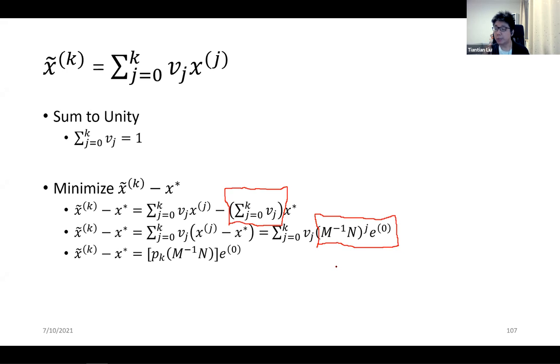So as long as we can minimize this matrix polynomial, we can minimize the distance between the modified k-th iterate and the ground truth solution. Since the goal is different, the approaches of the Chebyshev iteration and the Anderson acceleration are also different. Afterwards, they just use the Chebyshev theory, the Chebyshev polynomial, to minimize this matrix polynomial directly, approximately.